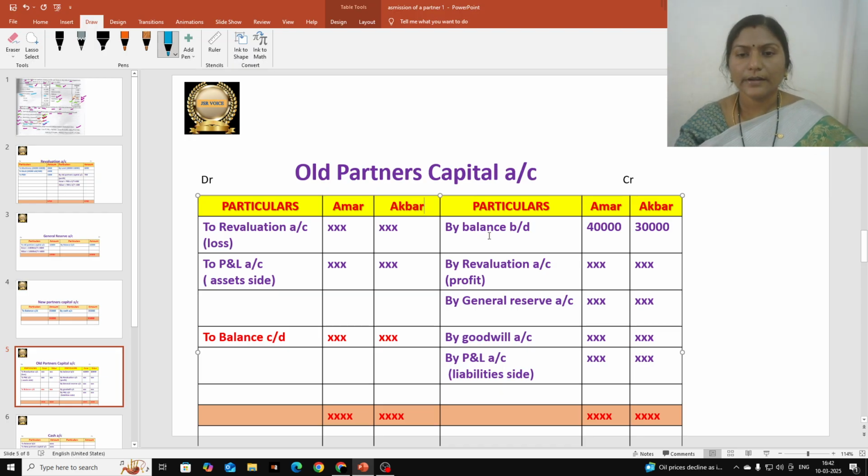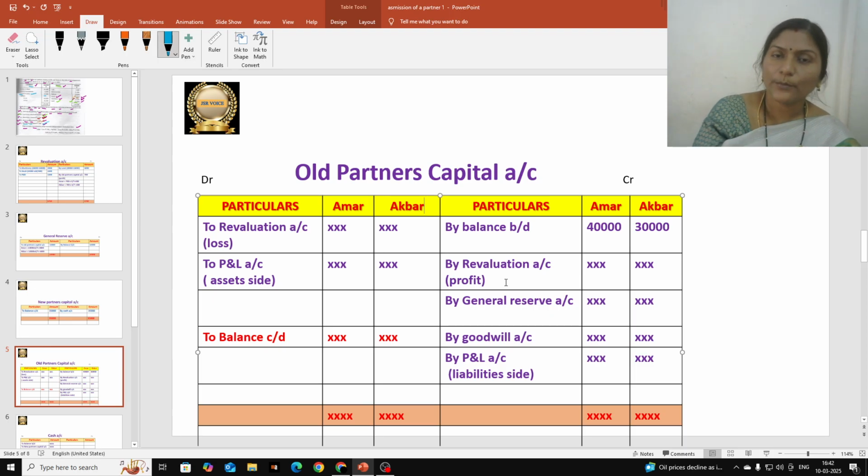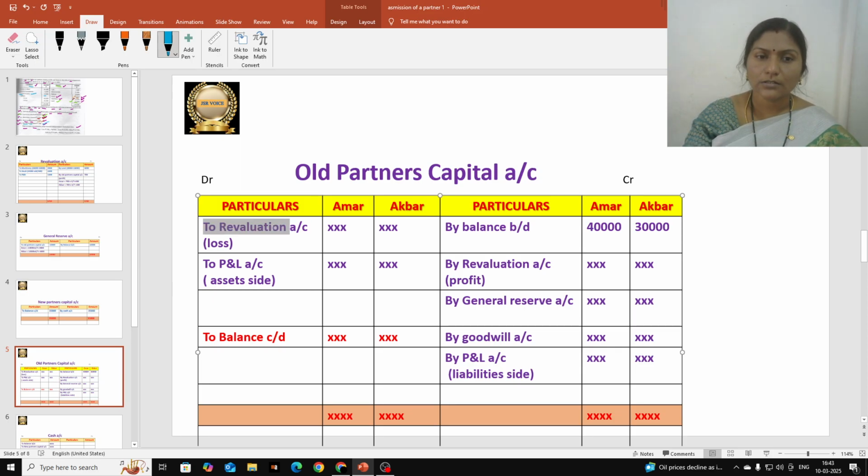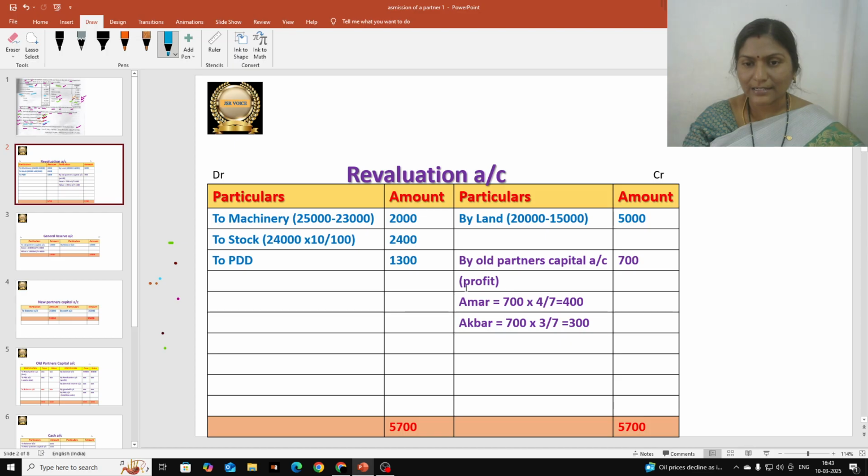Next item on the credit side is by revaluation account profit. We only prepared the revaluation account. In the revaluation account, if you get profit, you write it here on the credit side in this account. If you get loss there, you write in this account to revaluation account loss. If you get profit there, you write on the credit side here. If you get loss there, you write on the debit side here. Hope this is clear, students. And let us see what we actually ascertained. This is loss, students, sorry.